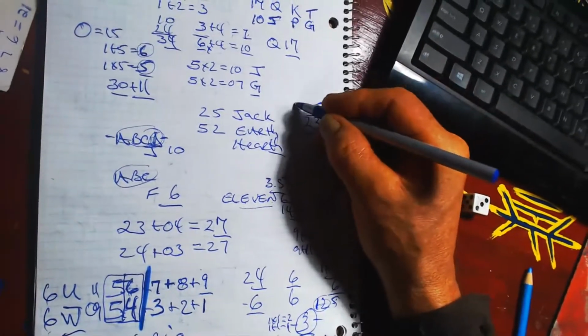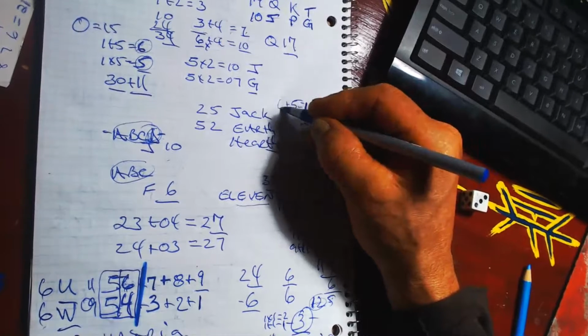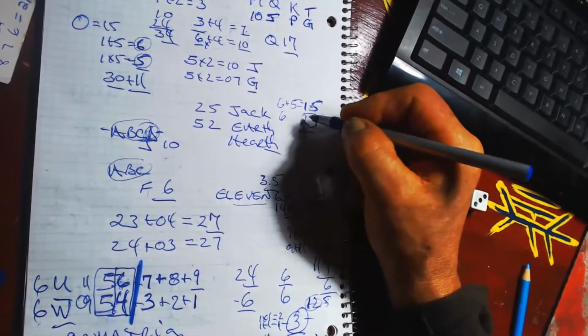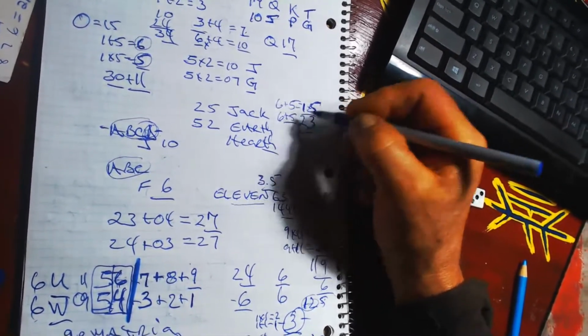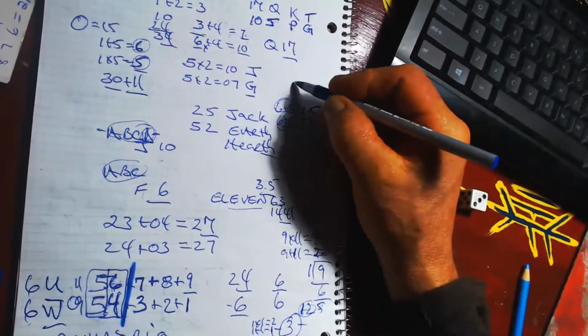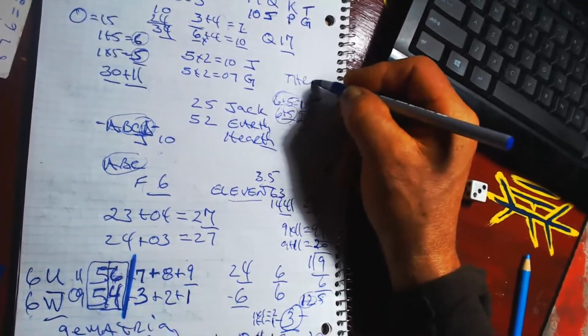1 times 5 equals 5. 1 plus 5 equals 6. 2 times 3 equals 6. 2 plus 3 equals 5. So they both create this. This is for the word number 3.